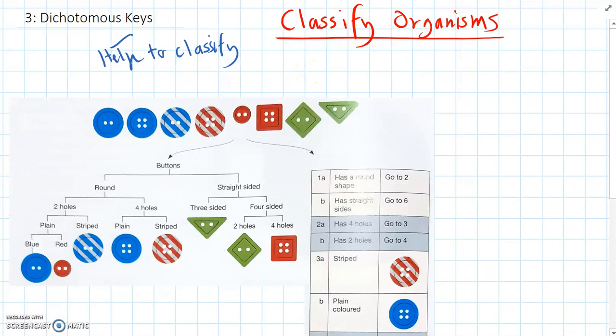So what we're going to do now is have a look at two different types of dichotomous keys, and we'll use buttons as an example, because it's a bit easier to start basic before we start looking at actual organisms to classify them. So the two different types of dichotomous keys are a chart, which is this one here, and a table.